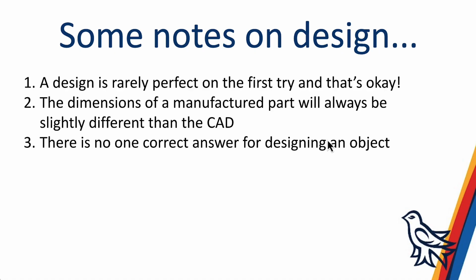So some things to remember: a design is rarely perfect on the first try, so that's okay, you can try again. And the dimensions of manufactured parts will always be slightly different than the CAD model based on the limitations of the 3D printer or laser cutter. So we'll talk a bit more about that in class, and I'll show you an example of one that should have worked in theory, but because of the tolerances of the 3D printer, we needed to change the design for a couple of pieces to fit together. And usually there's no one correct answer for designing an object.